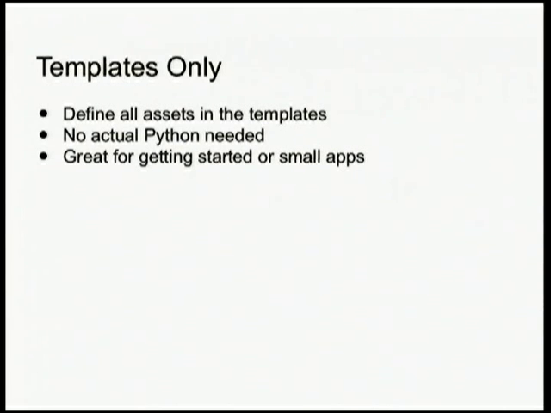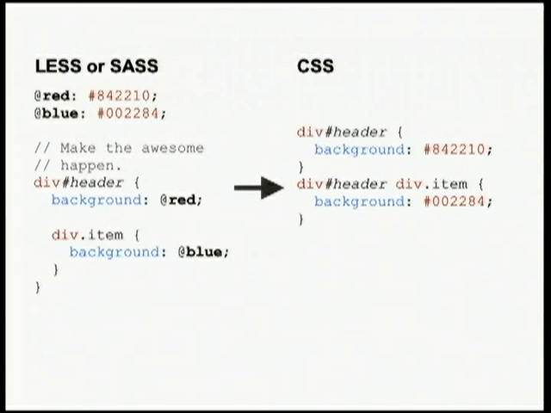First here, we're going to jump into templates only. So like Robert said, we just define all the assets in the templates. There's actually no Python needed in this scenario, and it's really nice for getting started, especially as you're building out and you're not sure what JavaScript, CSS you might use right away. And it's also nice even beyond that for small apps that have very fast compile time. You don't necessarily need to include a build step with those.